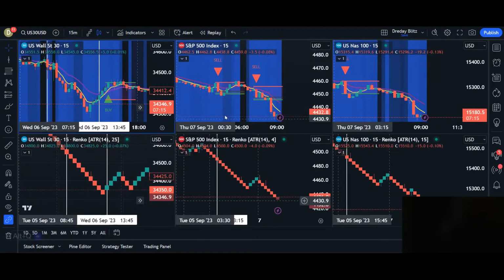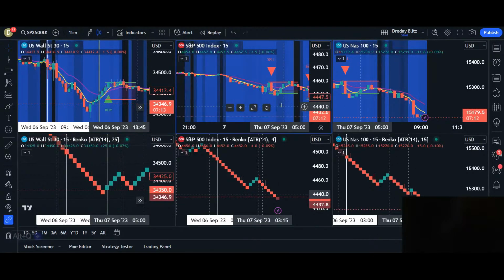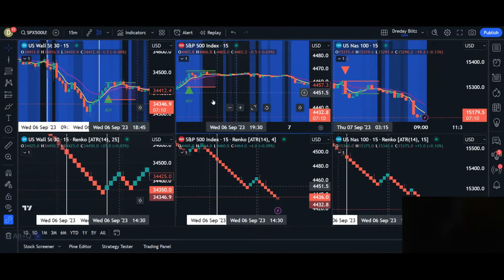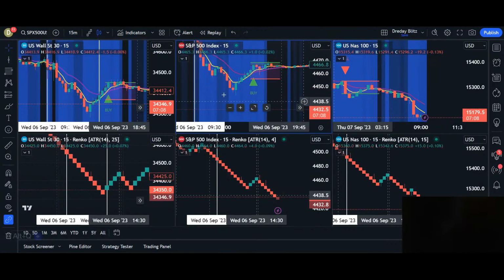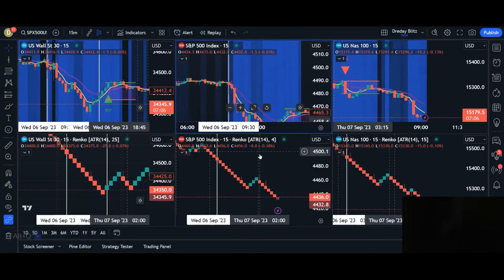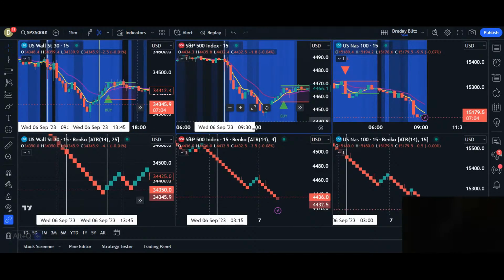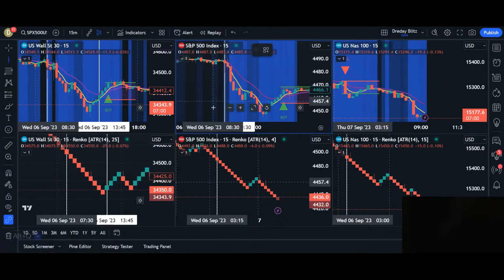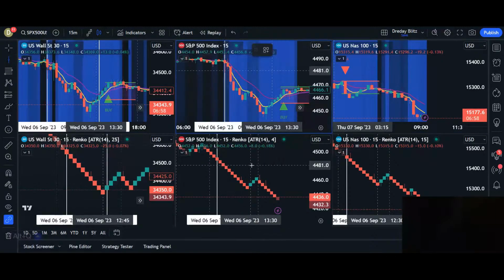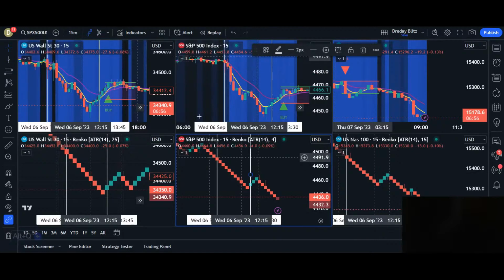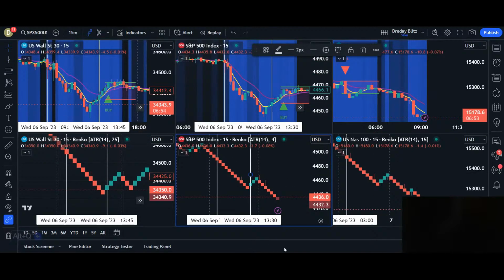Same thing for S&P 500. We're gonna go back. Perfect. Same way, there was a sell entry right here, and we exit out on the next reversal right there. So this is the actual move, still in profit.